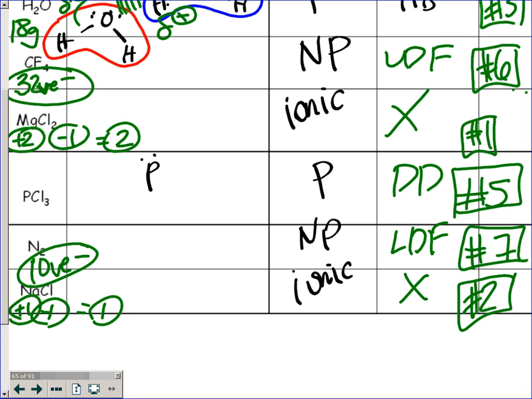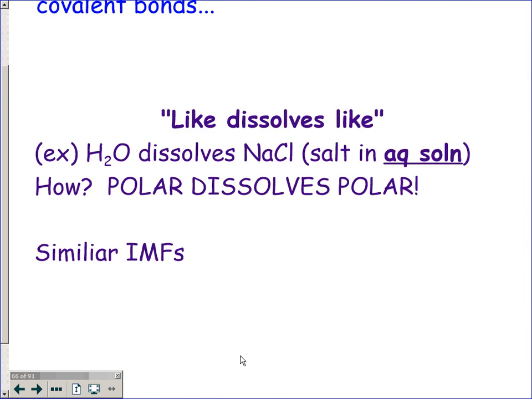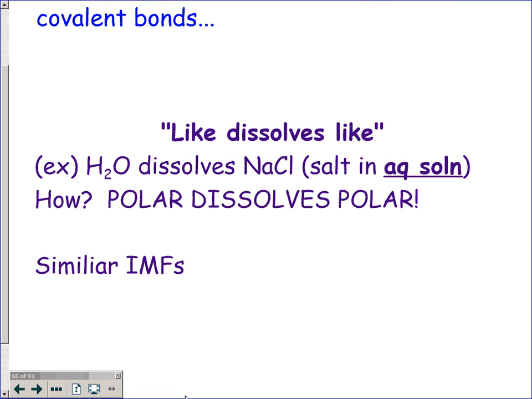So there was the idea that you guys were supposed to be able to predict what was soluble and what was not soluble in water. Yes? Okay. So the idea came from this phrase: like dissolves like, or polar things dissolve polar things. You might want to add this to your notes. We're going to do some examples, and we'll back up to that chart we just did to talk about solubility. So the rule of thumb is that like dissolves like.